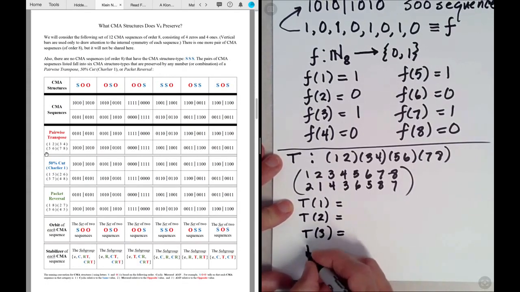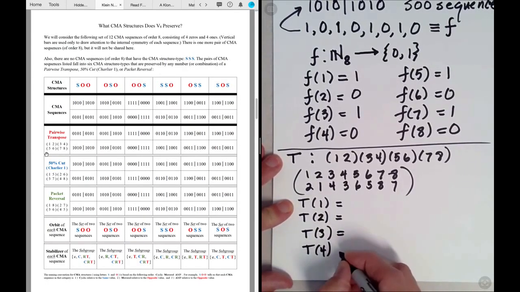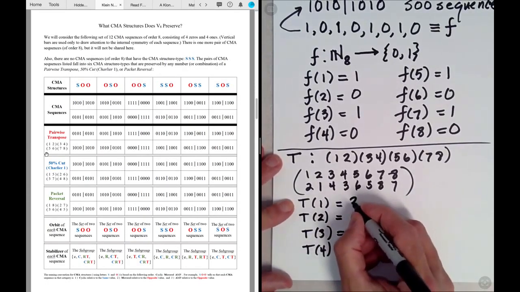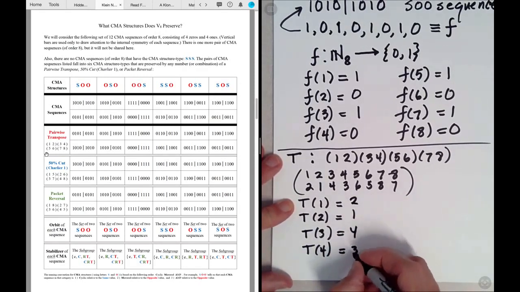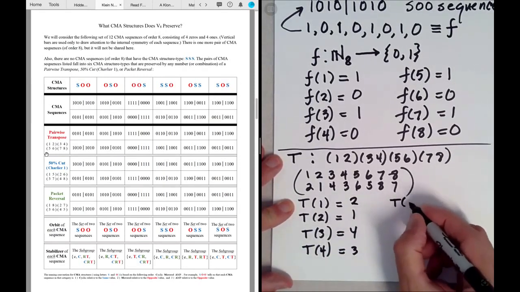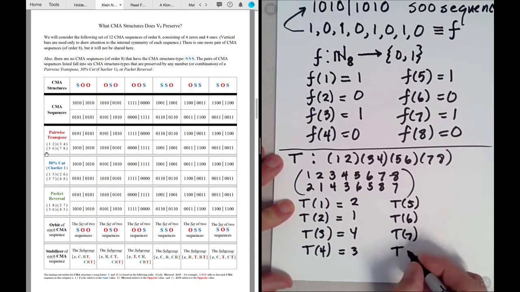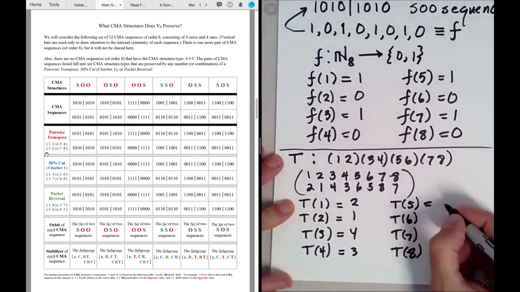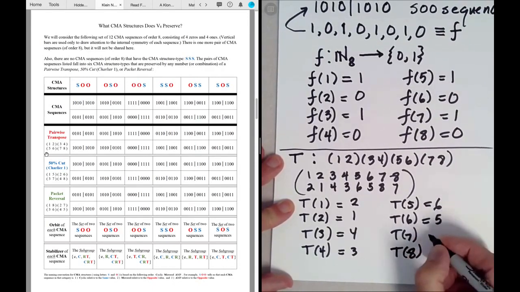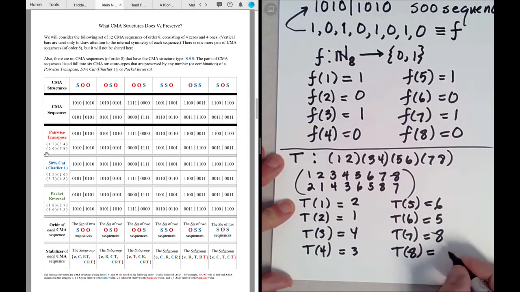And I should also point out one other thing that I kind of glossed over. So this is 2, 1, 4, 3. Now this 2, and then this is 5, 6, 7, 8. And this will be 6, 5, 8, 7.